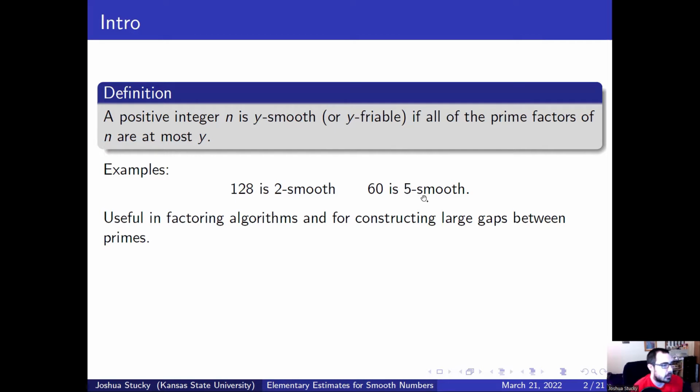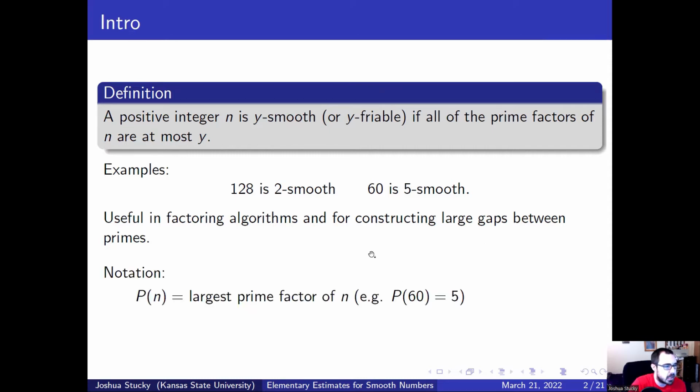Smooth numbers are useful in factoring algorithms, and they're also useful for constructing large gaps between prime numbers. So studying them and studying their distribution is a quite well-motivated problem from a number of angles.